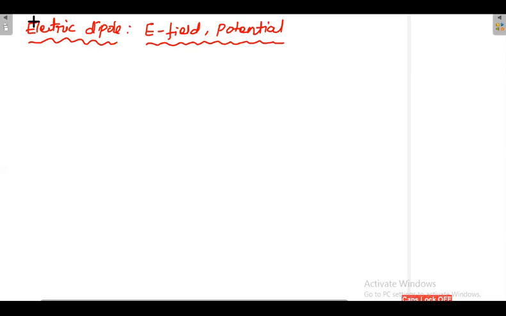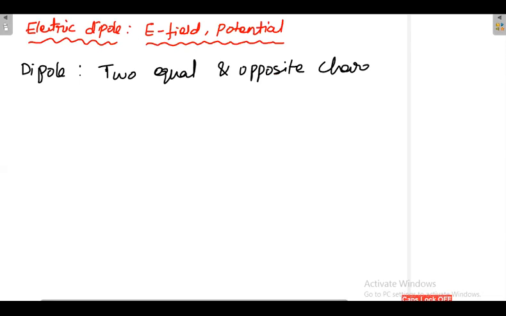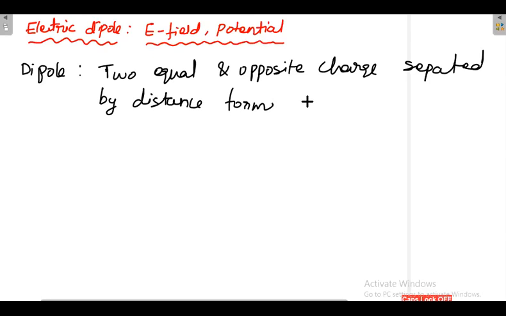Dipole means two equal and opposite charges separated by a distance. First of all, the definition: two equal and opposite charges separated by a distance form a dipole.